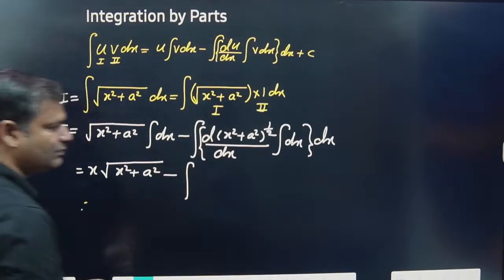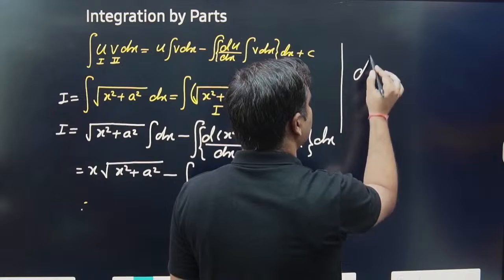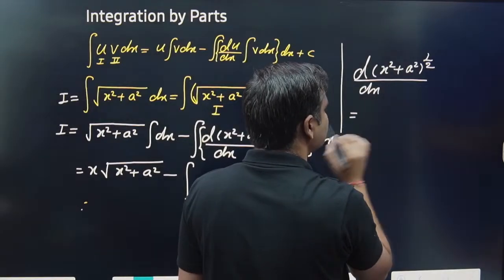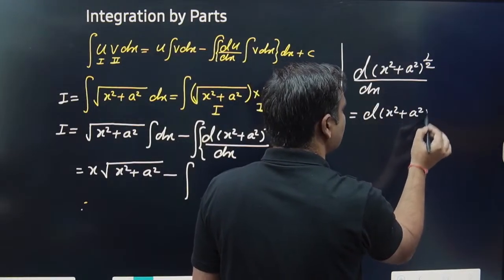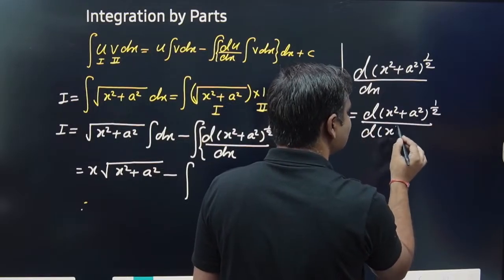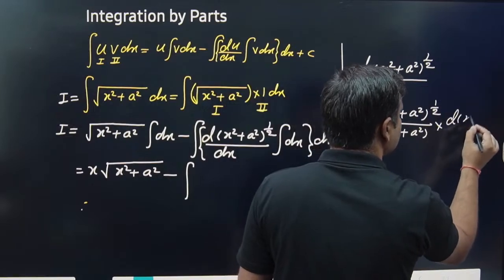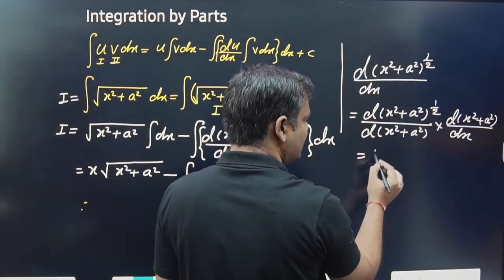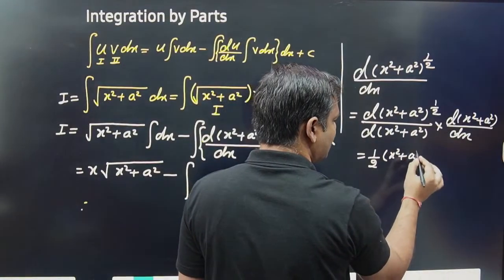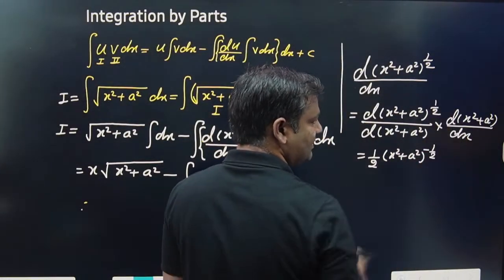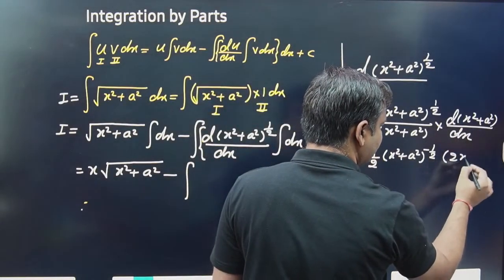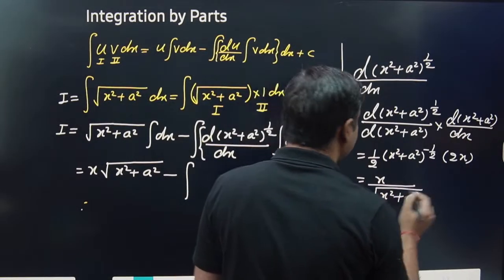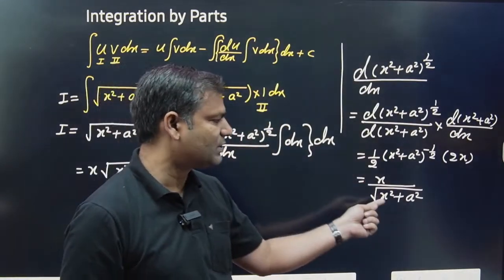Now what about that value? Differentiation of x square plus a square to whole power 1 by 2 with respect to x is written as how much? Simply apply the chain rule: with t to power half, so 1 by 2 into x square plus a square to whole power minus half, 1 by 2 minus 1, simply minus 1 by 2. And what about the derivative of the inside? 2x. So 2 cancels, so x divided by under root of x square plus a square. So basically differentiation of this one is x upon under root x square plus a square.